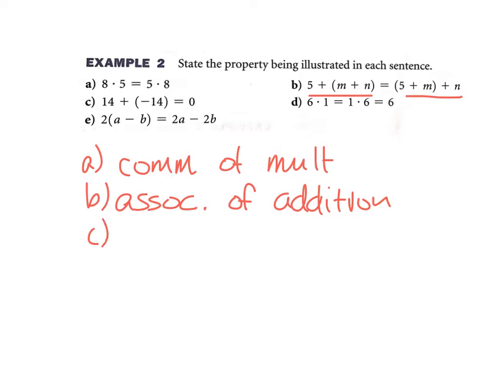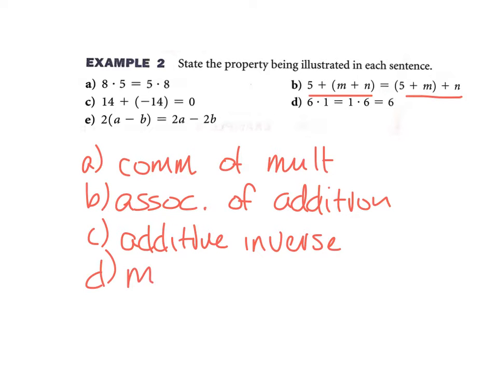Part C, they added opposites. Remember, opposites, inverse is another word for that, because they're adding. We would say that's the additive inverse. My marker's kind of going crazy on me here. Sorry about that. Part D, multiplied by 1. Remember, the 6 keeps the same identity all the way through, and because it's multiplication, it's the multiplicative identity. So we'll call it the mult identity.